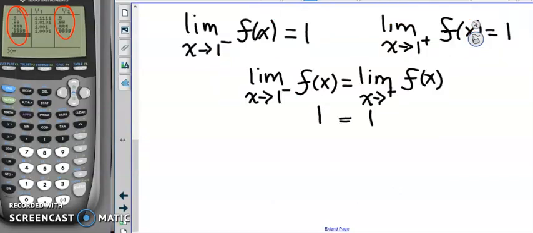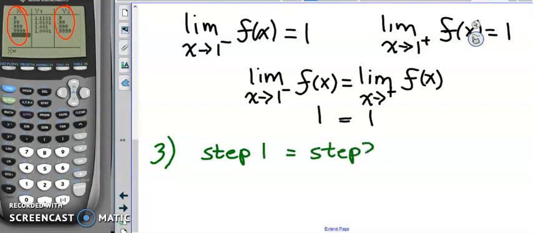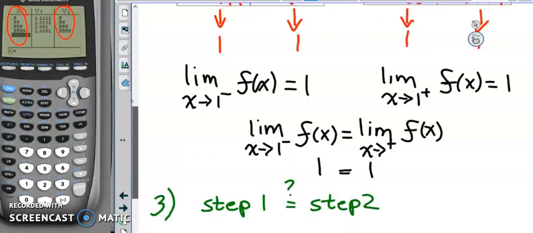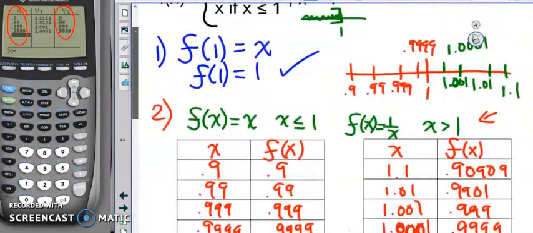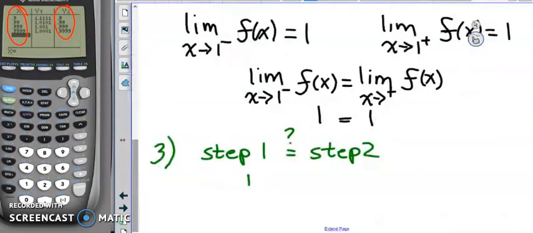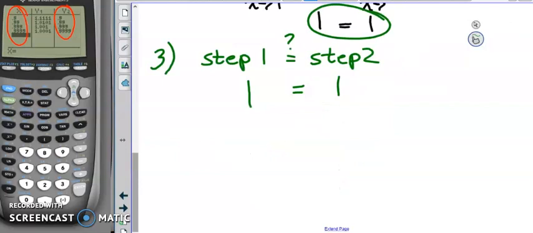So that means for step 3, we said step 1 has to equal step 2. That's what we're hoping happens. And so let's go back to step 1 again, at the very top. Step 1 we said was 1. Step 2 we just said was 1 right here. So that means the function is continuous at x equals 1.